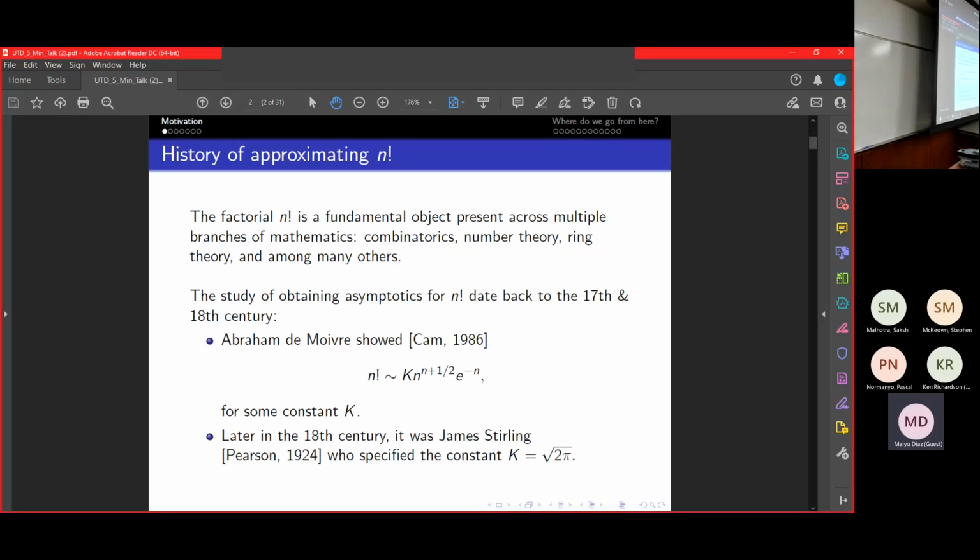So everybody, I assume here, is familiar with the object that's called a factorial. It's an object that pops up in combinatorics, number theory, ring theory, and among very other disciplines. But the asymptotics for the factorial is something that I just want to focus on.